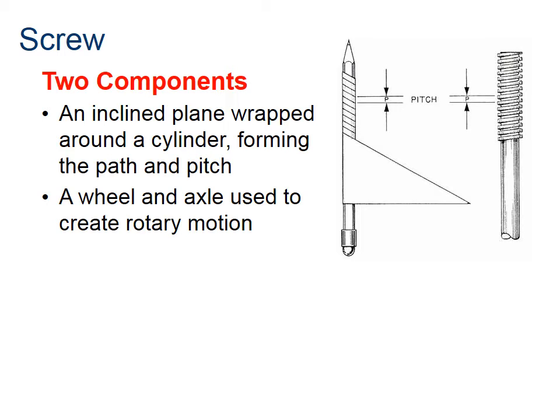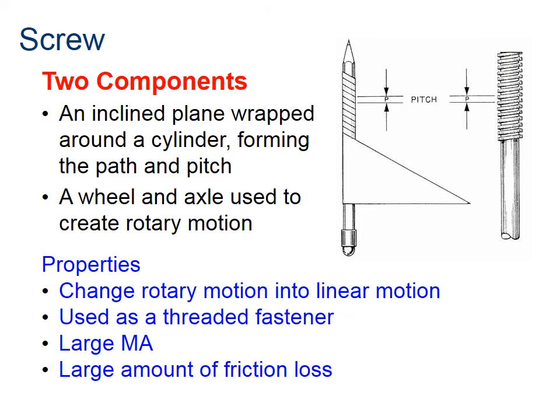You combine the inclined plane wrapped around the cylinder with a wheel and axle. So what happens to a screw, and you're familiar with screws in everyday life, you turn them. And when you turn a screw, the rotary motion creates linear motion.